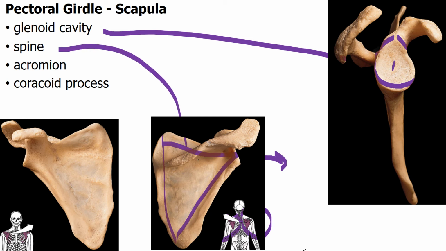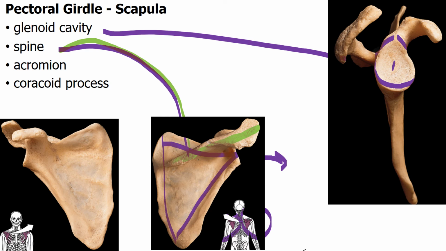Next, we have the spine. And here, I'll do this in green now. So the spine is going to be this ridge that we find on the posterior aspect of our scapula. And we can easily feel this under our skin, where if you feel it, that's going to be the spine that you feel on the back side of the shoulder blade.